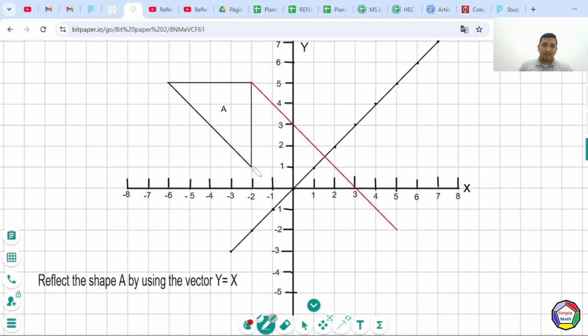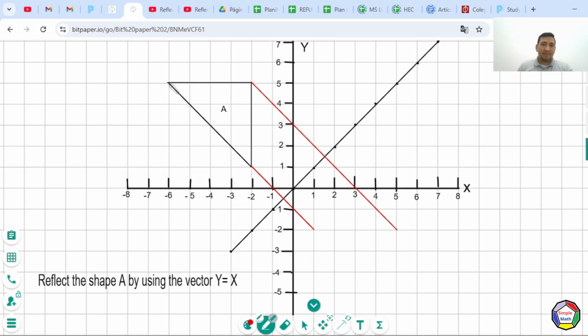I will do the same thing with this one, counting diagonals. How many diagonals are between this point and the mirror? 1.5. So 1 diagonal and a half. So I have the half of diagonal and 1. Here is going to be located the other point.